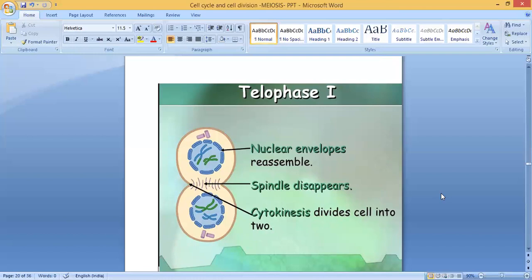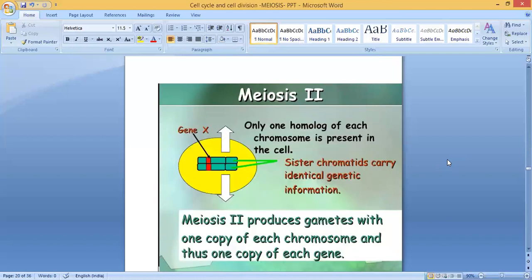The next is telophase 1. Nuclear envelopes reassemble. You can see that now they have both reached the two ends. After that, what will form? The nuclear envelope will reassemble. Spindle fibers disappear; they become short and finally disappear. Cytokinesis divides the cell into two. This cytoplasm division is called cytokinesis. It divides the cell into two, and then you will get two daughter cells here. Thank you, students.